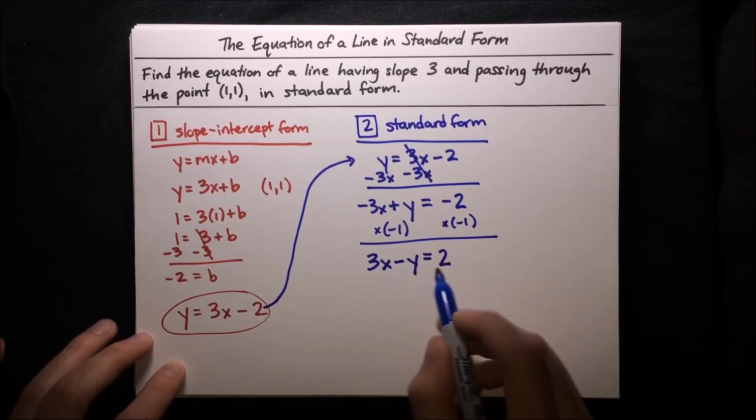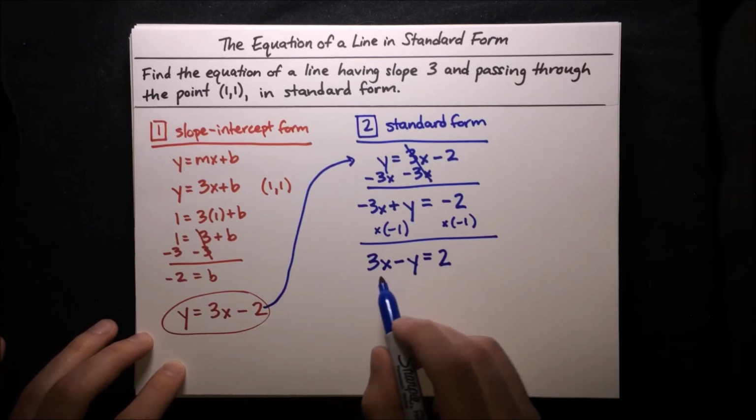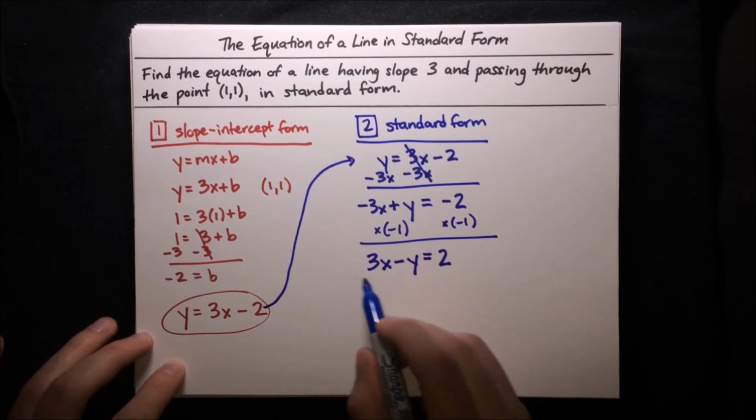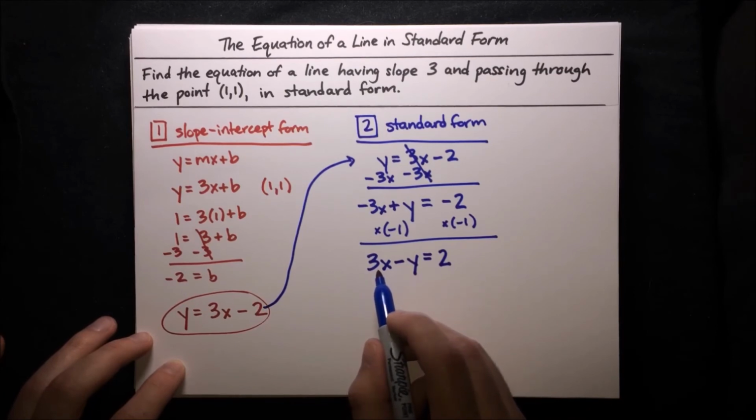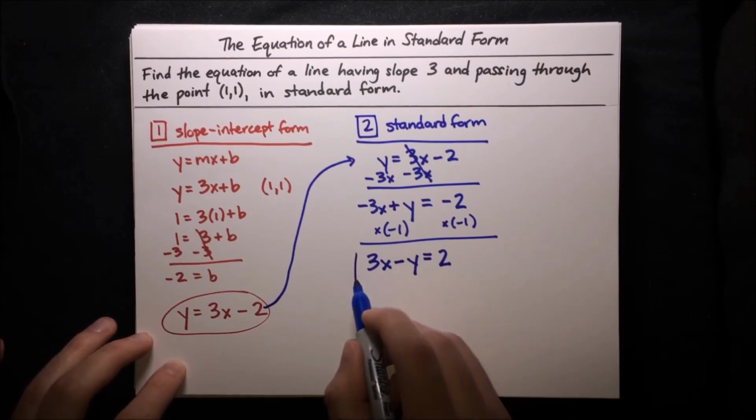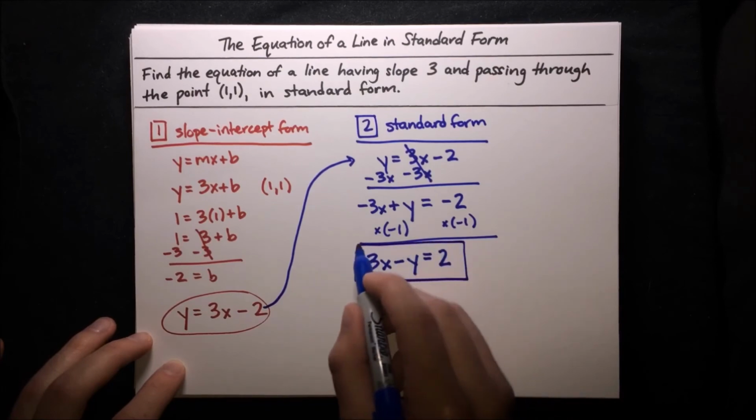3, negative 1, and 2. All the coefficients are integers. They don't have any common factors, and the leading coefficient here on the x is greater than or equal to 0. So there we go. There is our standard form equation.